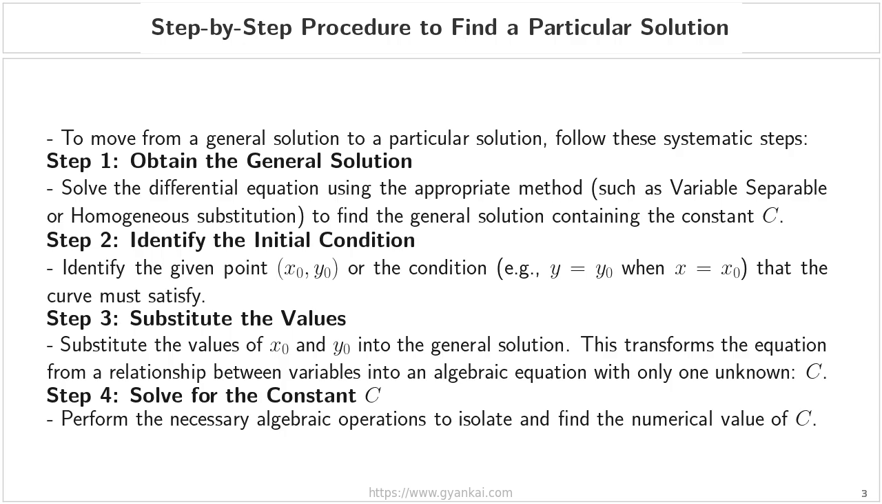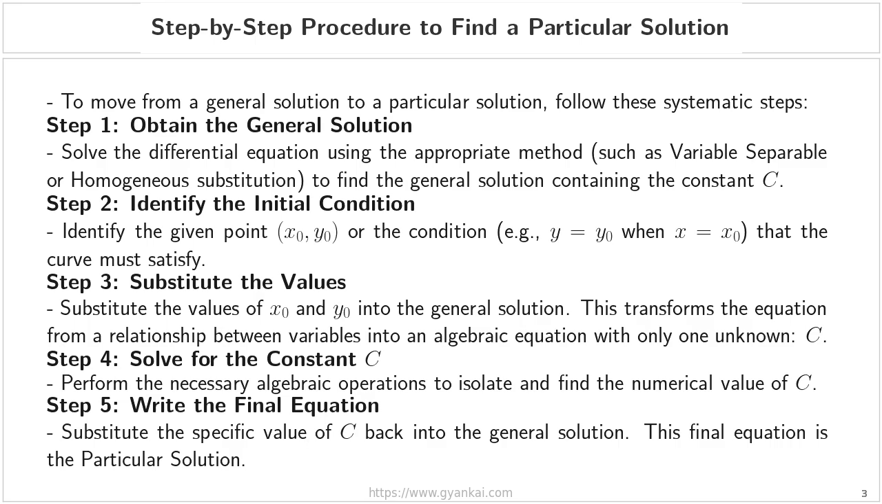Step 4 is to solve for the constant C. This is pure algebra. You'll perform the necessary operations, like adding, subtracting, or multiplying, to isolate C and find its exact numerical value. Finally, step 5. Write the final equation. This is a crucial step that many students forget. Once you have found the value of C, you must substitute that specific number back into your general solution. This final, completed equation is your particular solution. In the next slide, we are going to walk through a concrete example to see these 5 steps in action.